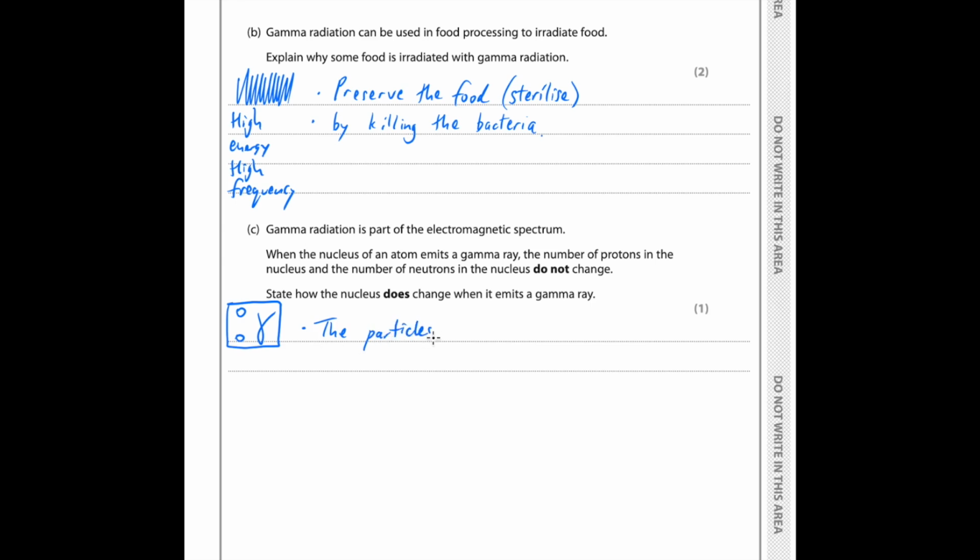So the particles in the nucleus rearrange, losing energy and becoming more stable.